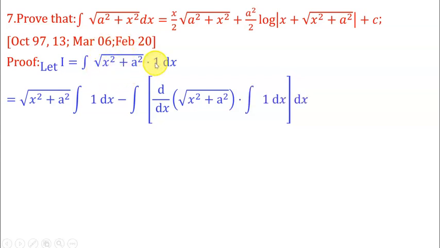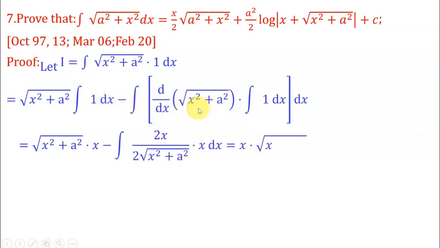This is the first function and 1 is the second function. By parts: first function into integral of the second, minus integral of derivative of the first into integral of the second, bracket complete, into dx. Now here integral of 1 is x. Now what is the derivative of root of x square plus a square? It is 1 upon 2 root of x square plus a square.